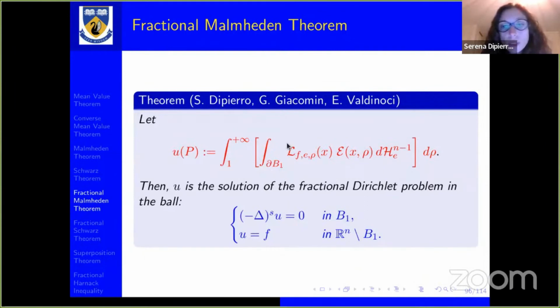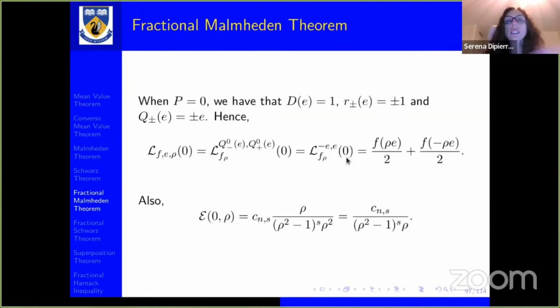This object here was the Malmheden theorem in the classical case. So this object here, without the kernel, should be the classical solution of a problem with the Laplacian, not with the fractional Laplacian. So you can write U as the superposition of a function coming from here, which is now harmonic in the ball, weighted by the same kernel. So it is basically straightforward.